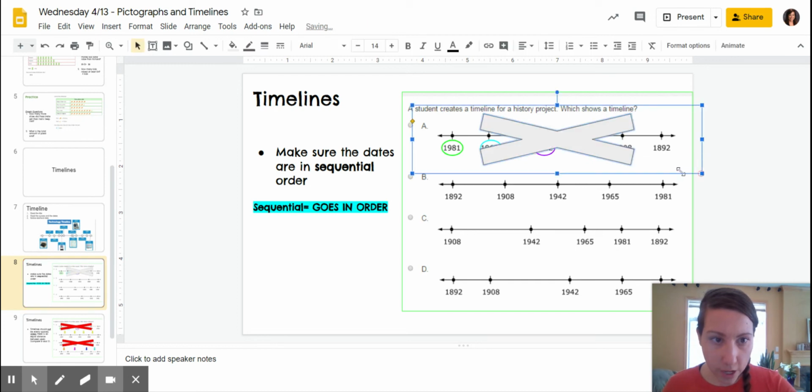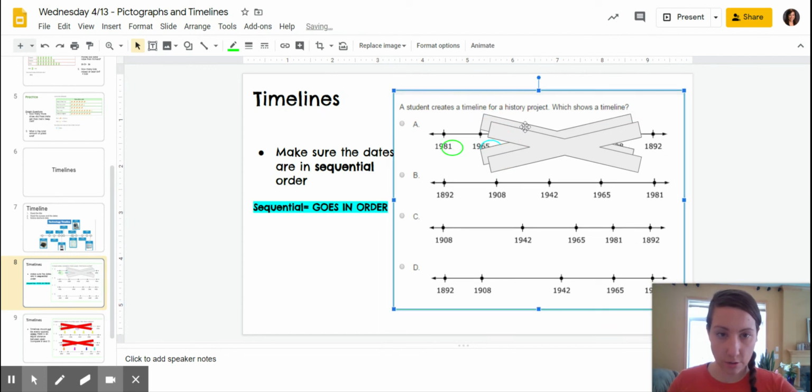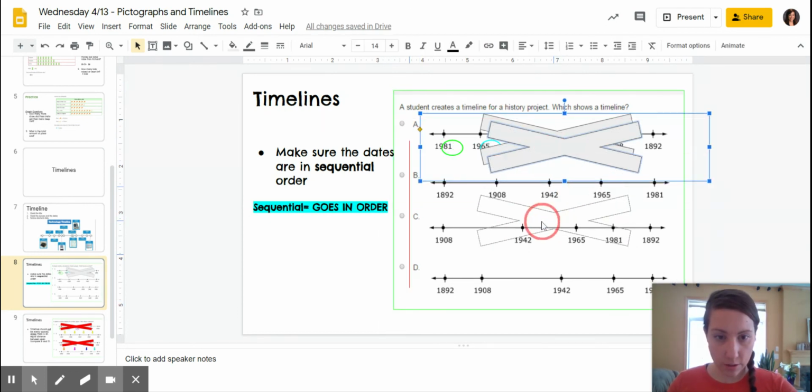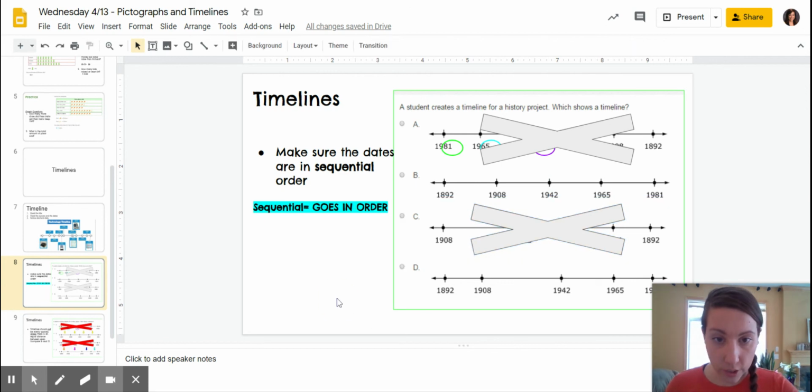Let's see. There he is. Okay. No, that is not correct. I look down here, 1892, 1908, 1942, 1965. That goes in order. 1908, 42, 65, 81. Ooh, 1892. They threw a trick one in there. Let's X number C out. And then lastly, 1892, 1908. Okay, so those two go in order. Now we've got B and D.